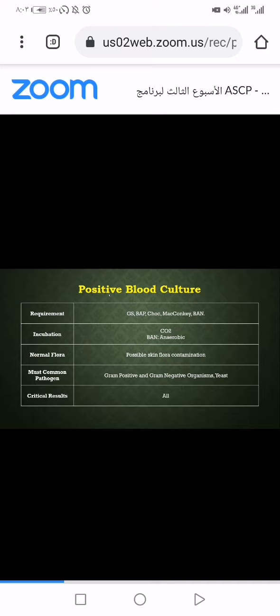دكتور في سؤال من الأونلاين. Is it true that sometimes the blood culture are giving us false positive? Yes, it's false. Most of the time.